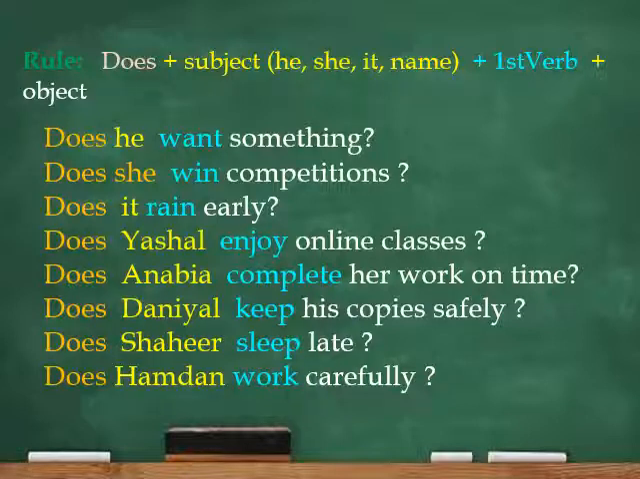Does it rain early? Does Yashal enjoy online classes? Does Anabia complete her work on time? Does Daniel keep his copies safely? Does Shahir sleep late? Does Hamdan work carefully? If you see these examples carefully, we have used a question mark at the end of the sentences, and we haven't used s and es with first form of verb.